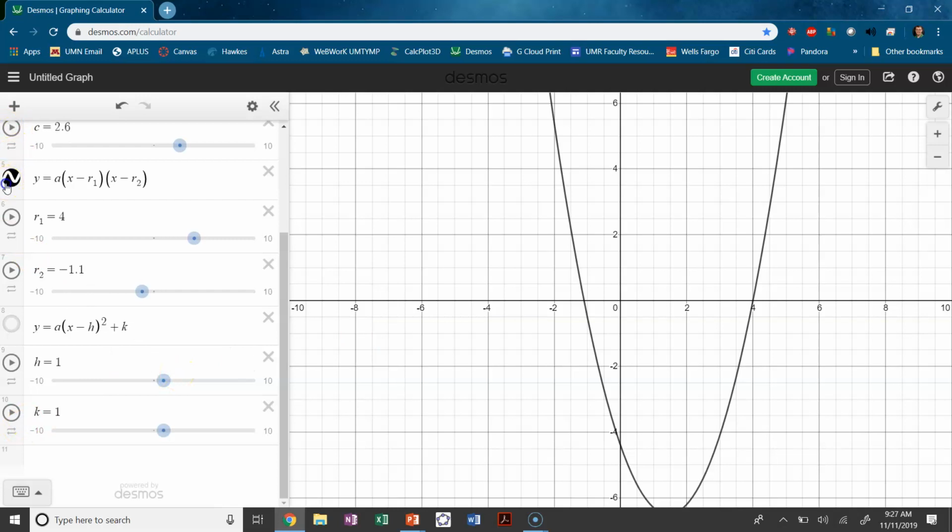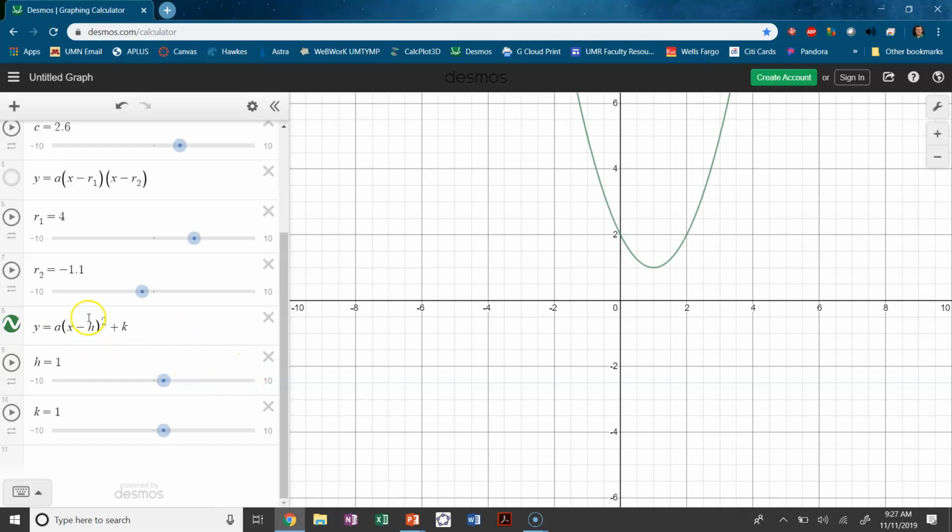And the last one, the vertex form. If you notice, we have A fixed at 1, and H and K are both set to 1, 1. It just so happens that the point 1, 1 is the bottom of the graph here, the minimum value, that's where the minimum occurs. And you can imagine H, what do you think H does? Well, H is actually just going to move it left and right. So if H is positive, it moves to the right, and if H is negative, it moves to the left.